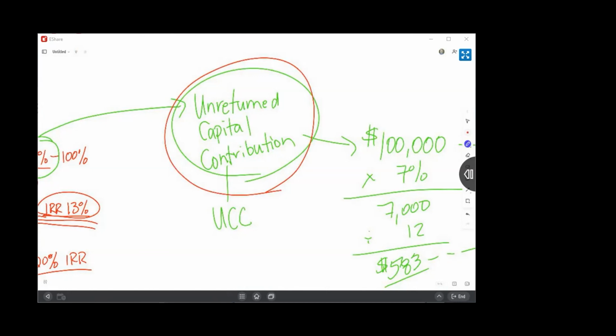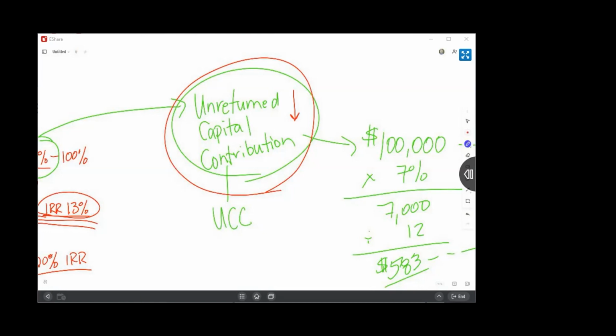And if your distributions are calculated as return of capital, that means that this UCC is going down every single month or every single quarter that you receive a distribution, which means your return is going down. And technically, because it's return of your capital, you're not actually making a return at all. You're just getting your money back that you put in, right?